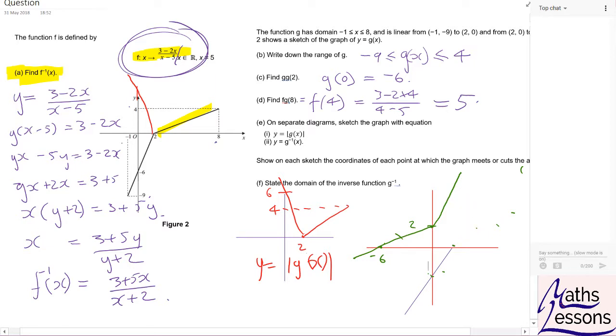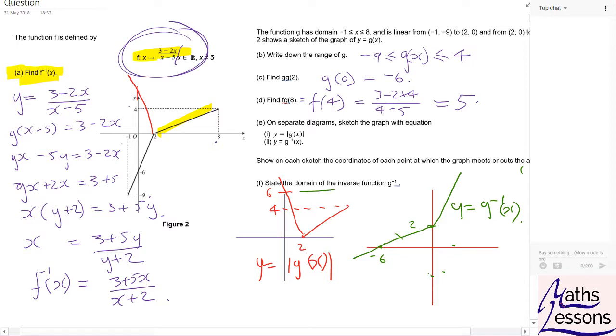This is good enough for our answer. We don't need to actually draw the rest. That would be perfectly fine, showing that it cuts at minus 6 and at 2 and that it goes off. So this is y equals g minus 1 of x.